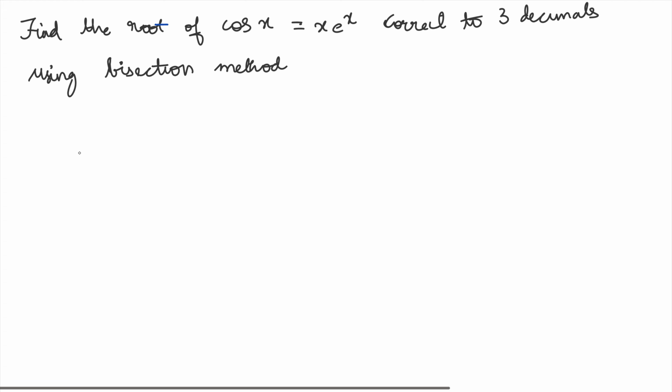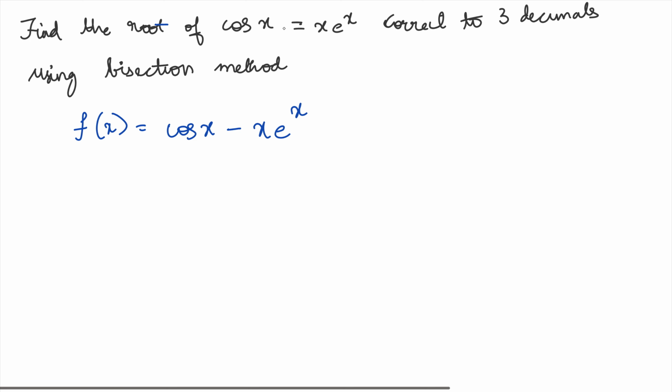So in the previous 3 videos we have seen how to solve questions using bisection method. I would request you to have a look at those 3 videos before we solve the questions. Okay. So coming back to the question, f of x is cos x minus x e power x, right? We send the x e power x term to the left hand side. So cos x minus x e power x is f of x.